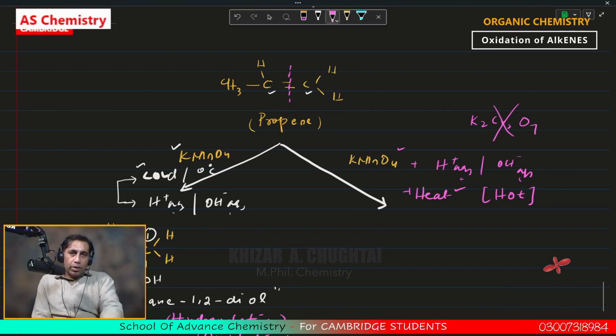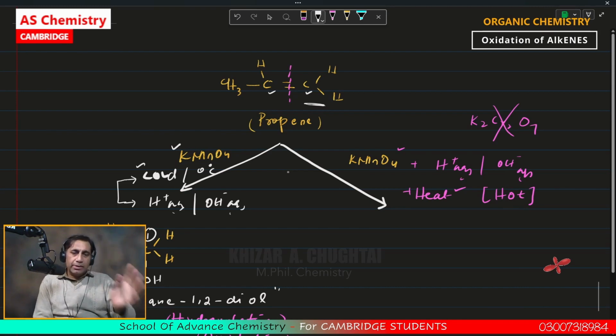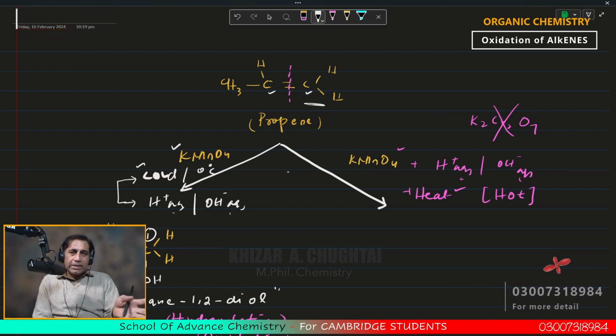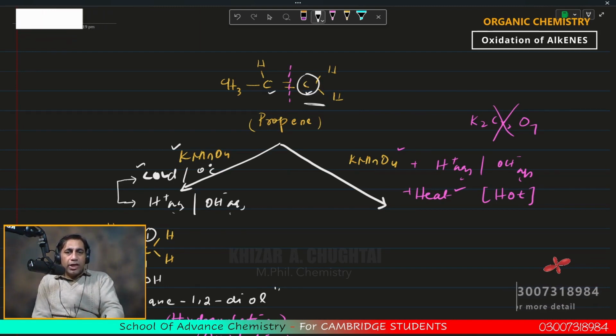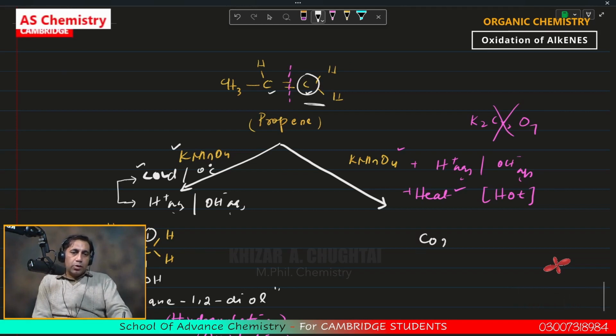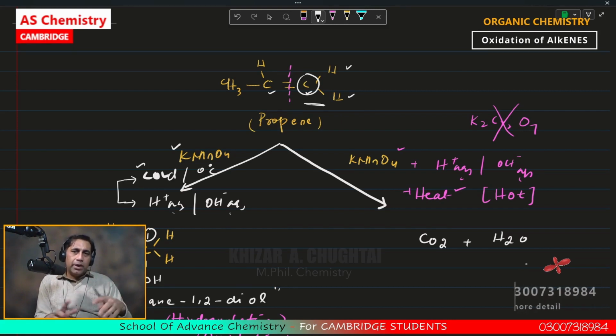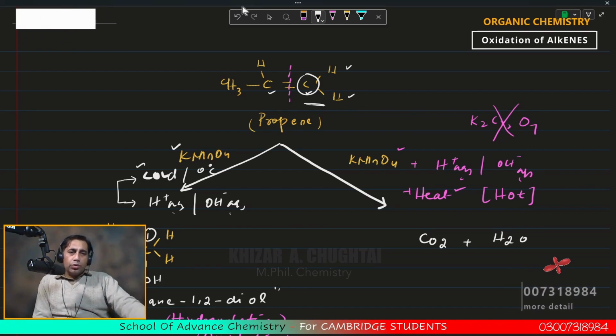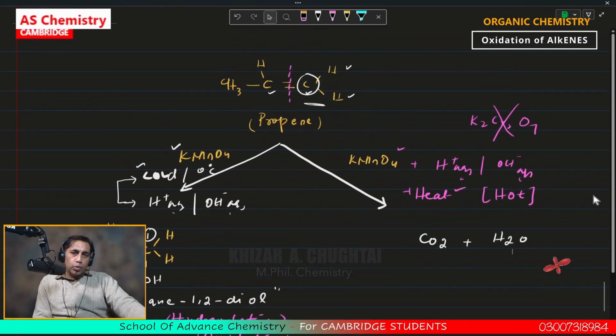So now just have a look. What is the number of carbon atoms on the right hand side? How many carbon atoms are there? Just count the carbons. First of all, if one carbon is present on either side, on the right hand side or on the left hand side, then you will change this carbon into CO2, and its hydrogens will be changed into H2O. So whenever only one carbon is left in any option, this carbon will be changed into CO2 and H2O.